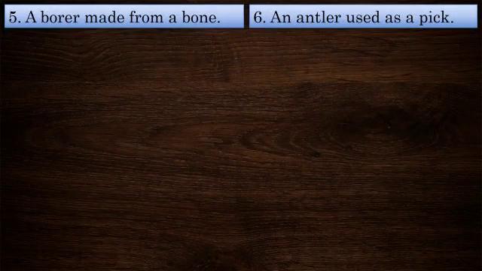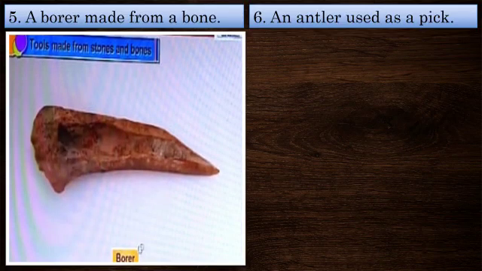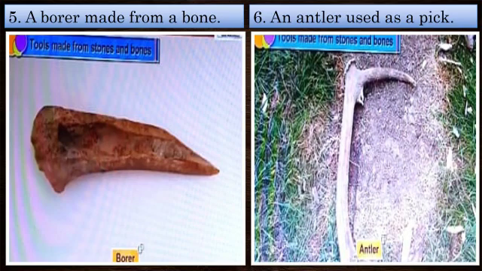So my dear students, the fifth one is a borer made from a bone. So a borer tool was made from an animal bone. The sixth one is an antler used as a pick. Now as you know, antler means a horn usually found on the head of a male deer.